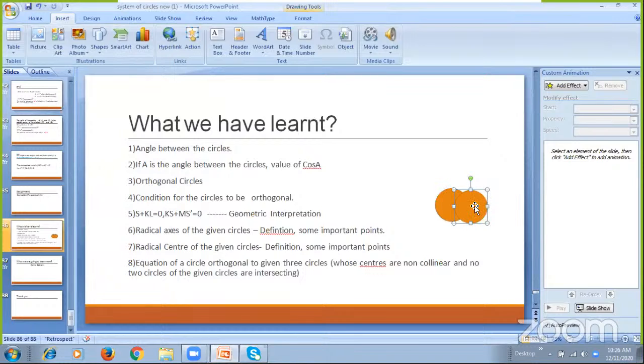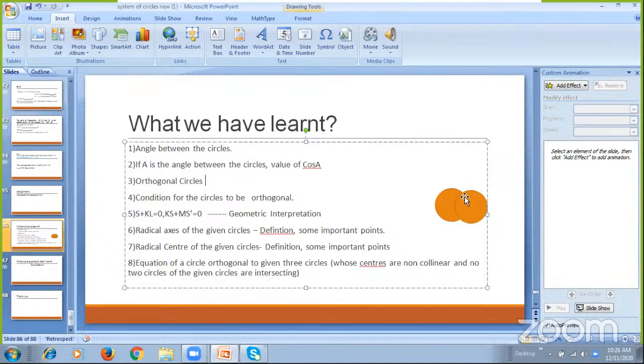Now, are these two circles intersecting? Yes, they are intersecting. Suppose they are intersecting at 2 points, P and Q. Now we will get another circle which is passing through the points of intersection of these two circles.